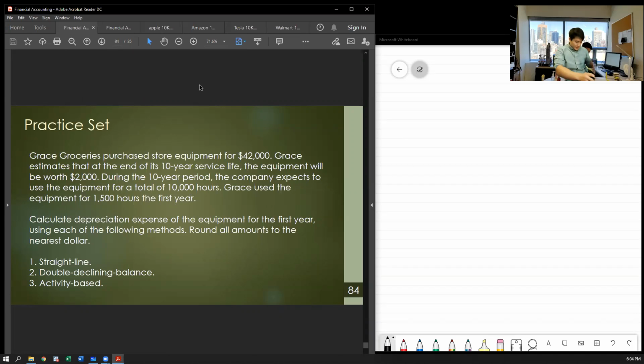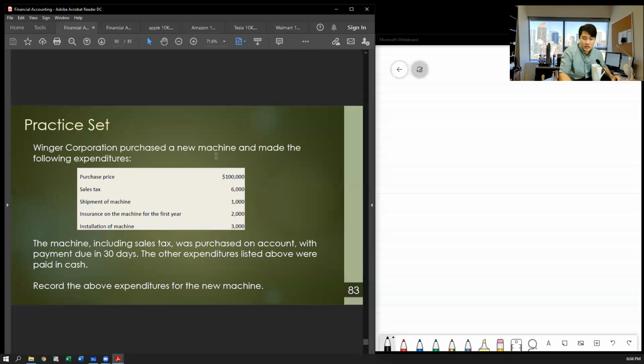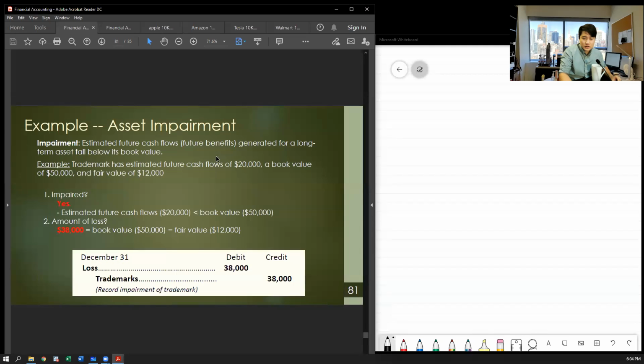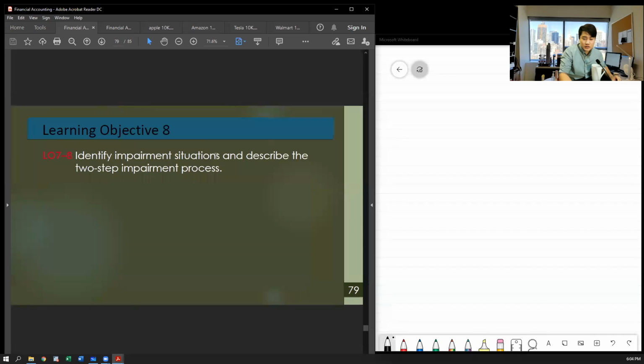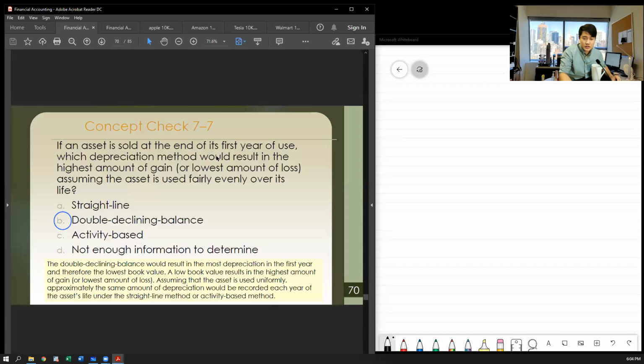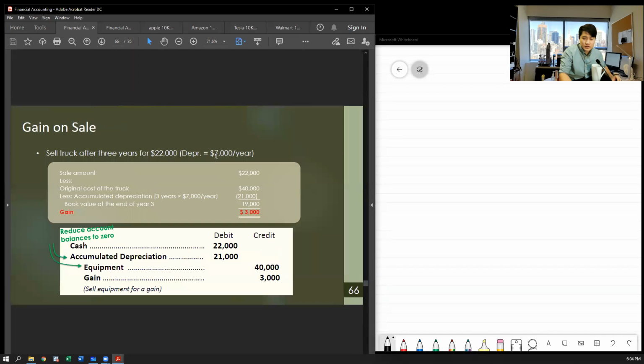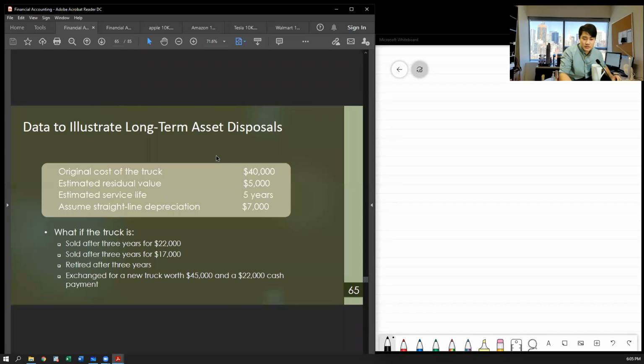Professor, can we just briefly go back over long-term asset disposal? This was the adjustment. This, right? Yes. Okay. Do you want me to go over this? Yeah, that would be great. Okay, I can definitely do that.